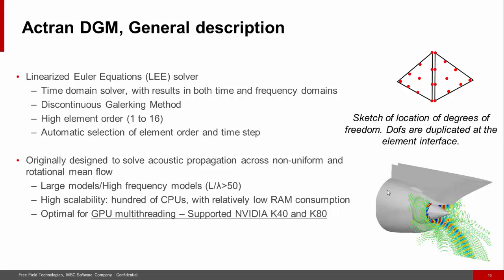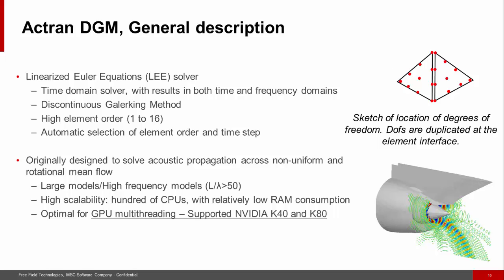Indeed, the degrees of freedom are stored at the element level. This means that the degrees of freedom are duplicated at the element interface, as we can see in the picture on the right. This duplication of degrees of freedom makes the method discontinuous, and this is a central aspect as it allows for an efficient parallel handling. These solvers use high element orders from 1 to 16 and automatically select both the element order and the computational timestep.